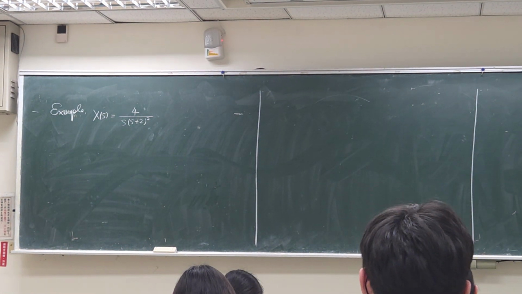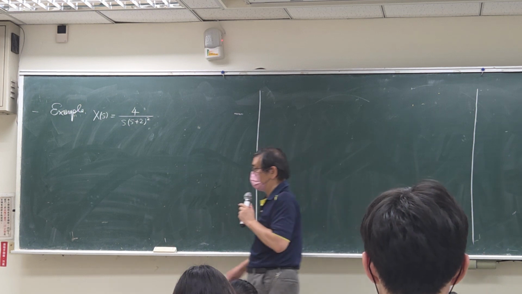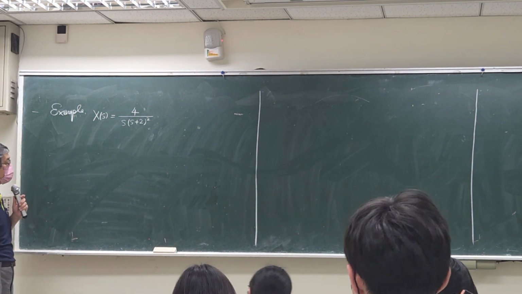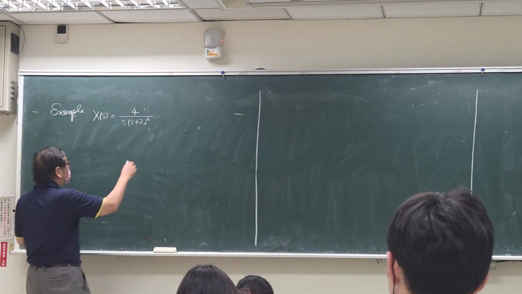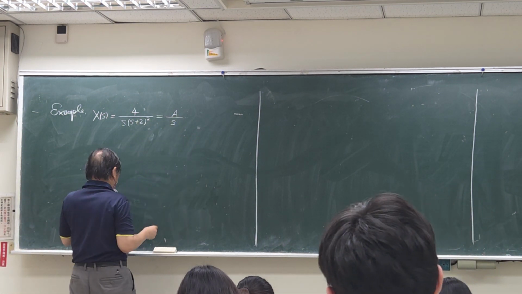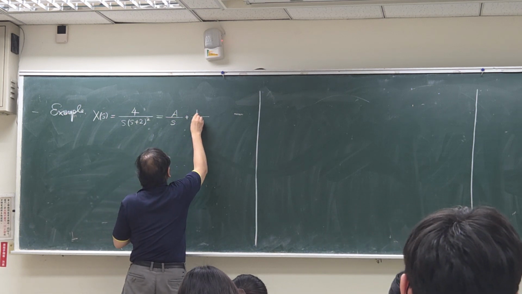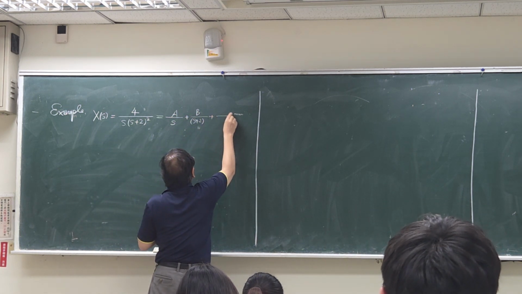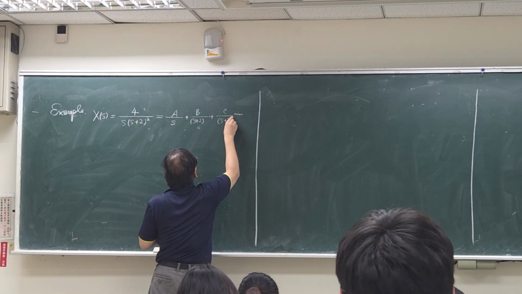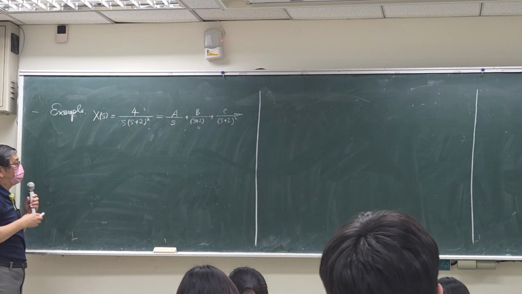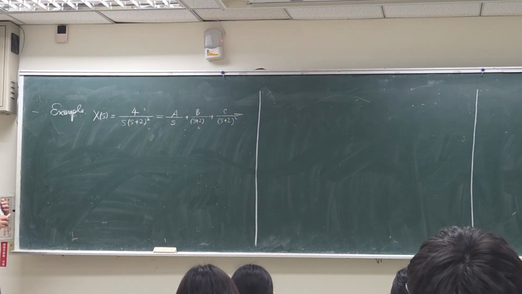Okay, so we have a given transfer function, S of s is equal to 4 over s times (s plus 2) squared. And then we are going to use the partial fraction expansion. Okay, so how do we determine the coefficients A and B and C?